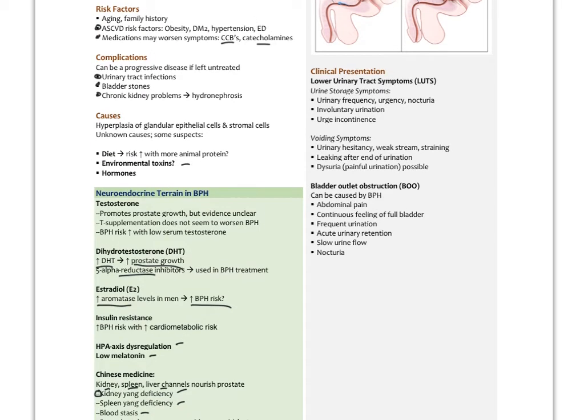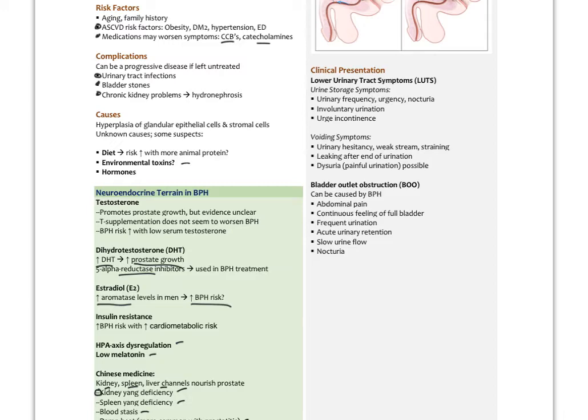What's the clinical presentation? Well, the key word here is LUTS, lower urinary tract symptoms. So patients will present with LUTS, and that can be either problems of urine storage, so that'd be urinary frequency, urgency, or nocturia, involuntary urination or urge incontinence, or problems with voiding, and that would be urinary hesitancy. They just can't get the urine stream started. Weak streams, they really have to strain to get the urine out. Leaking after the end of urination, dribbling, and then dysuria, painful urination. That's going to be a lot less common with BPH.